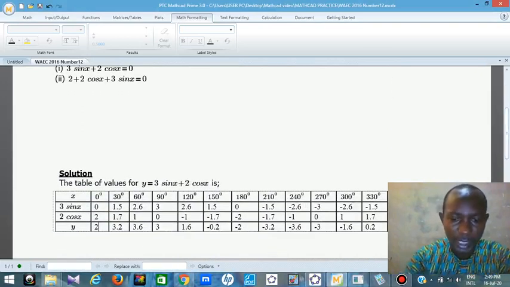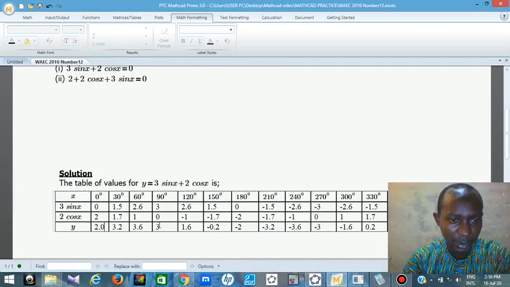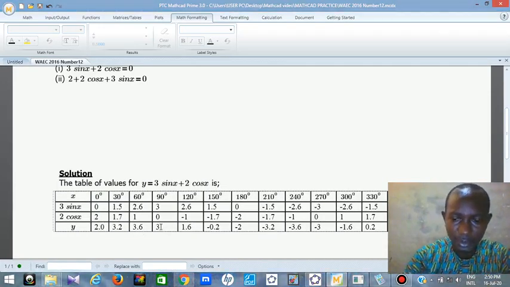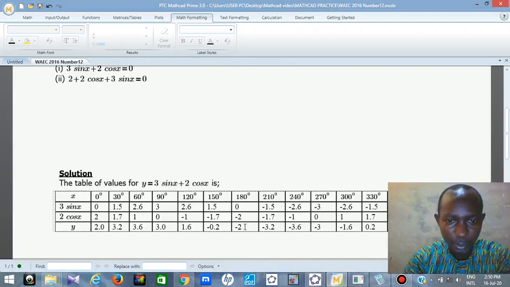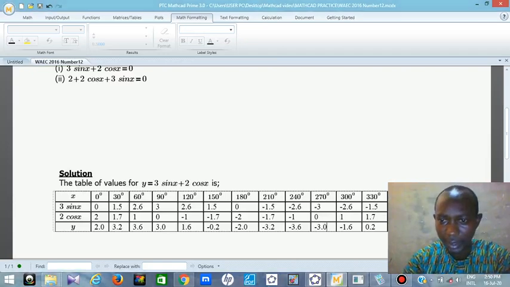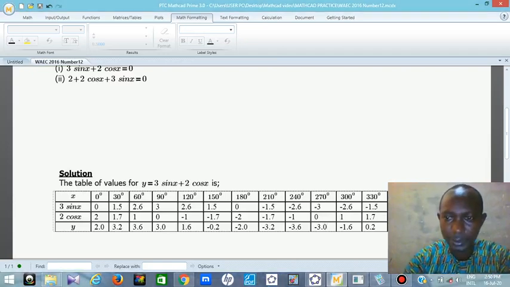Since we are maintaining one decimal, don't forget to put your 0.0. It's very, very important. All those whole numbers, put your 0.0. All these are very, very important in the WAEC marking scheme. So you need to put 0.0, since the question says to one decimal.